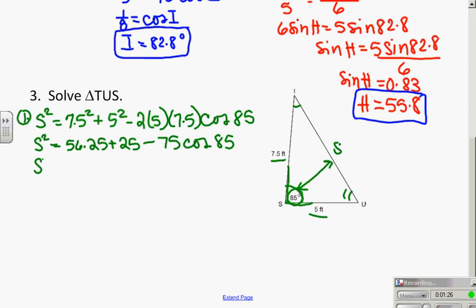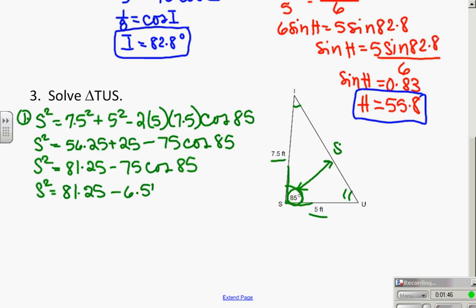I can go ahead and add those first two. I can do this multiplication here with the cosine of 85. Go to your calculator, and you're going to find that s squared is equal to 81.25 minus 6.54, is what that turns out to be, cosine 85 times 75. Continue subtracting. s squared is equal to 74.7. There's no way that's going to be a nice, neat, exact answer if we take the square root, so we don't even bother. We go to our calculators and we say that s is 8.6.